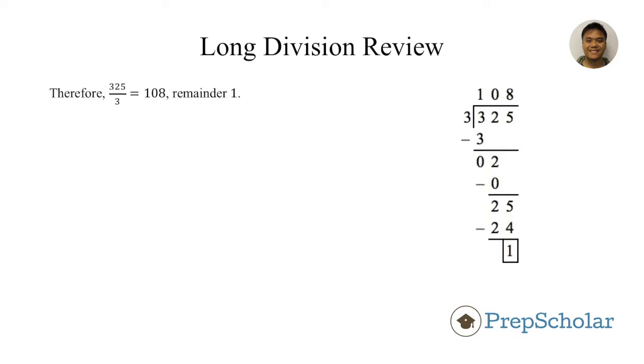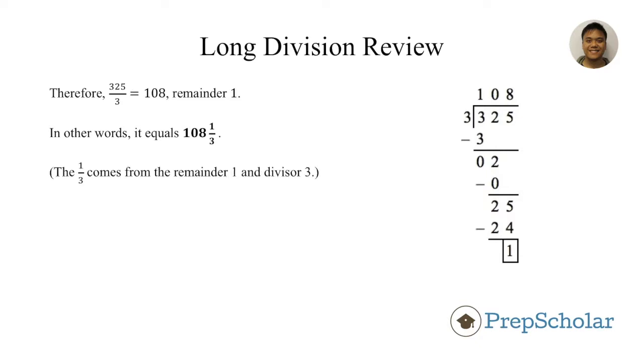Therefore, 325 divided by 3 is 108, remainder 1. In other words, it's equal to 108 and 1/3. The 1/3 comes from the remainder 1 in divisor 3. And that's regular long division.